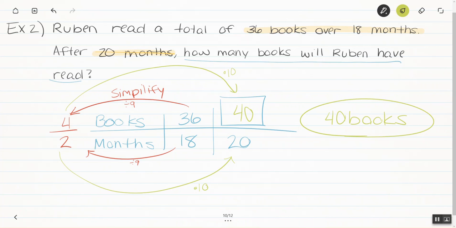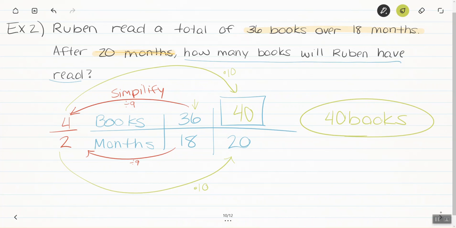So all you have to do is simplify the given ratio because it doesn't move forward. 18 times something doesn't give me 20, but I can simplify this 36 over 18. So I divided by 9, got my simplified fraction or ratio, and now I can move forward in the table.